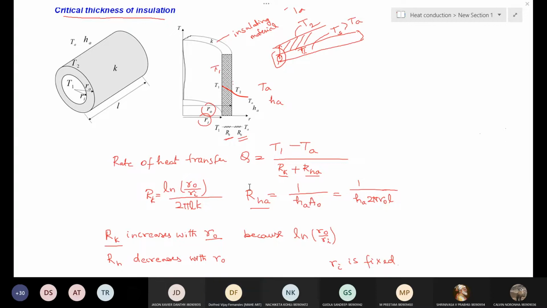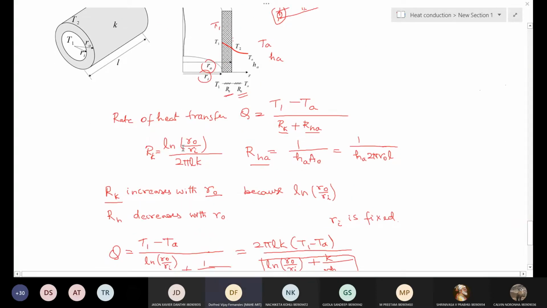But what we find here is the conduction resistance increases with the thickness.